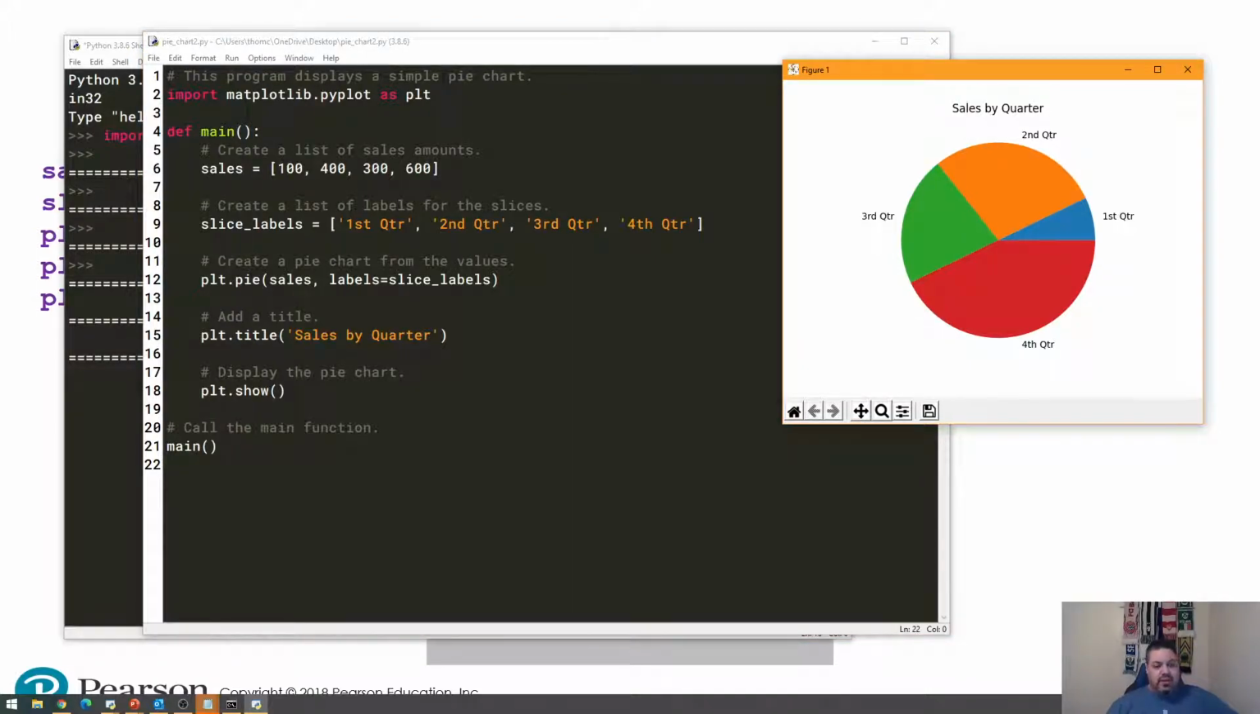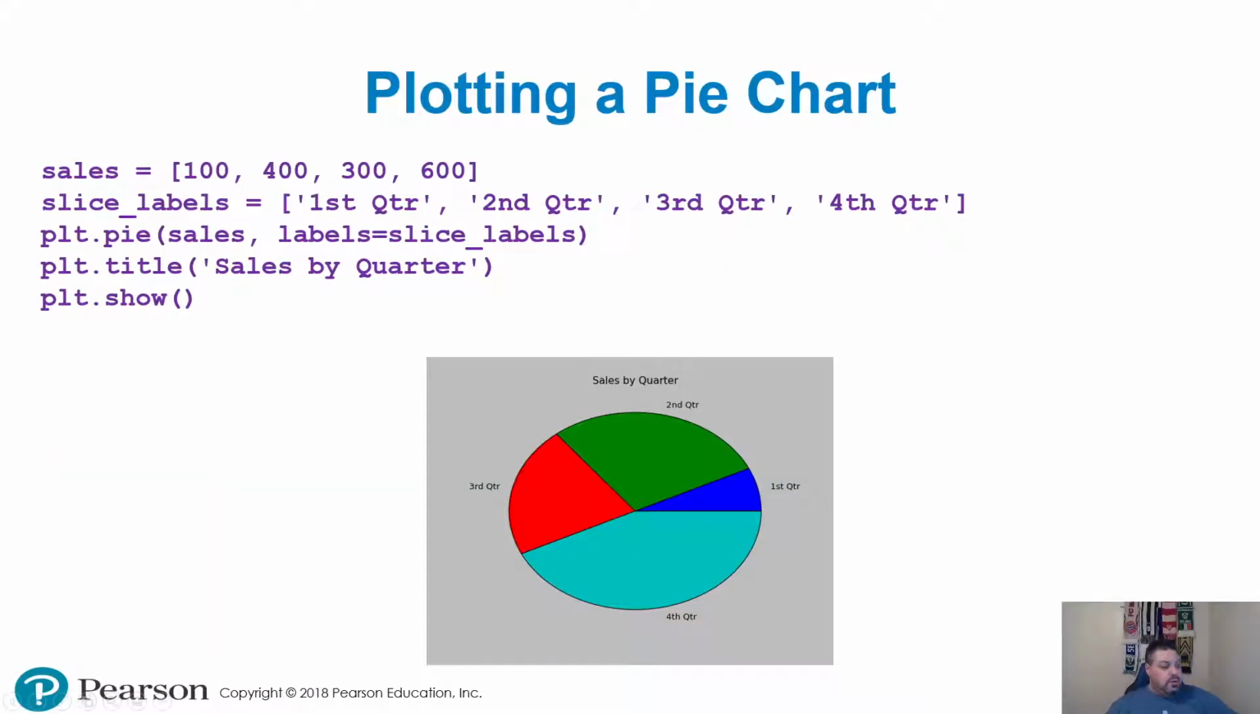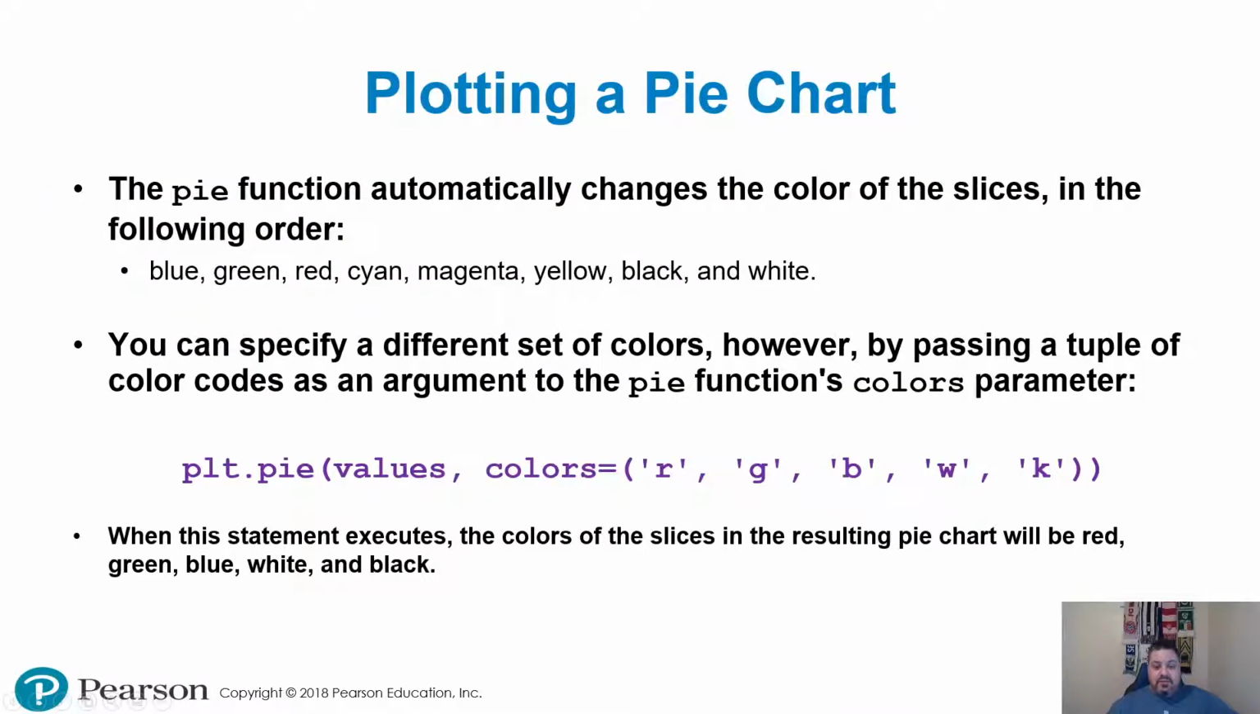Okay, and again, just like with the bar chart, you can set the colors to whatever you want using the same kind of color schemes. plot.pie, values, colors equals, and here's your tuple for the colors. That's it. There will be one question on your lab next week that will require you to plot out some graphs.